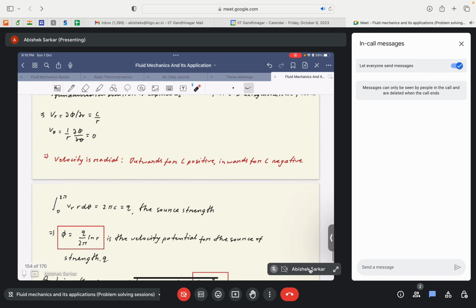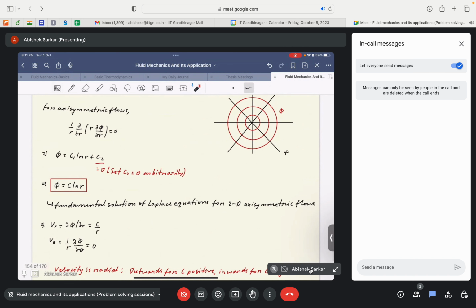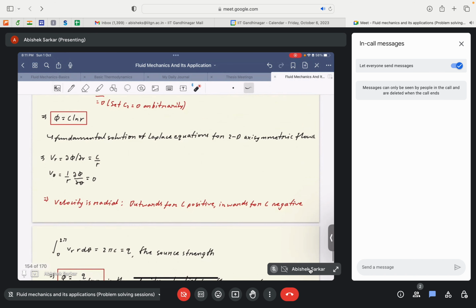Now, if we evaluate the volume flow rate through a particular closed circuit, so if we consider this to be a closed circuit, and we want to evaluate a volume flow rate outwards from this closed circuit, this will be given by this integral, where the integral is over 0 to 2 pi of VR, the radial velocity component, times r d theta.